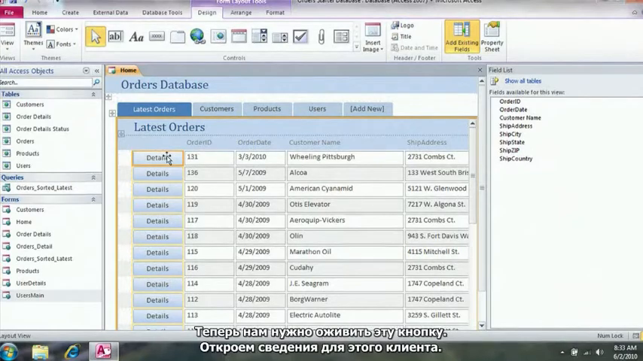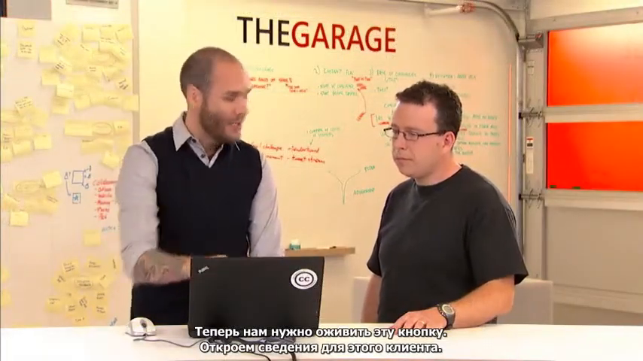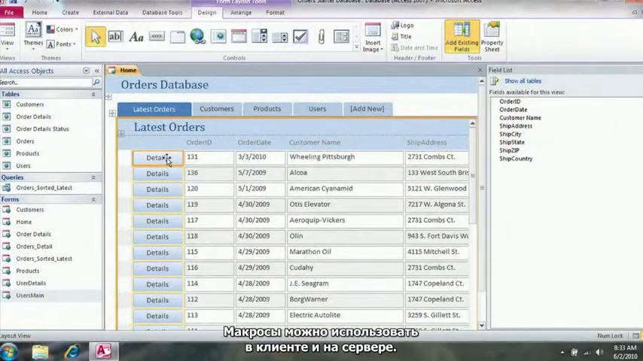Great. And now we want to basically bring this button alive. We want it to open up the detail for that particular customer. Okay. So we're still waiting for some point where you have to write code, but it seems like you're not going to have to here. Exactly. We're going to be able to use macros. Access has always had this concept of macros, and we've kind of taken them to the next level so that they run on the client and on the server, which I'll show you in a bit.